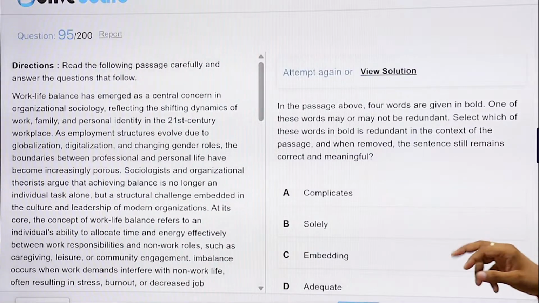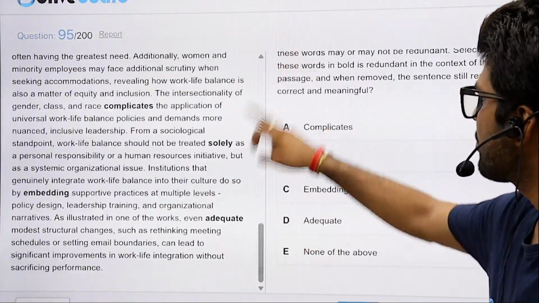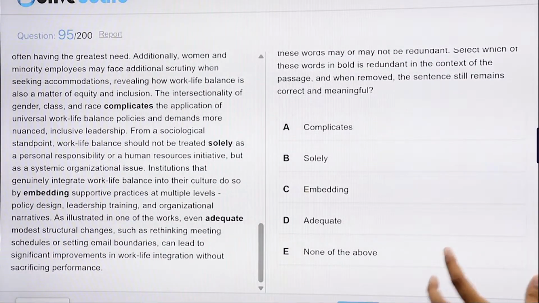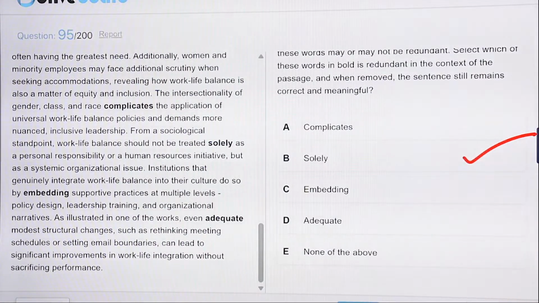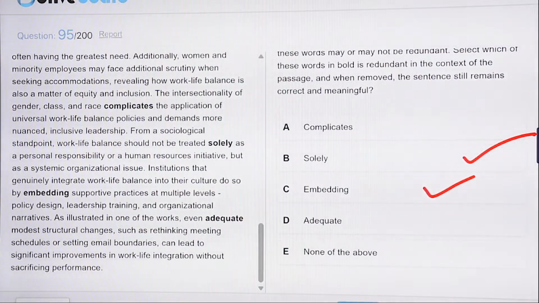This is a different, no, that's not a different RC. Which of these, the superficial one, yes, once again, when removed, the sentence remains the same. From a standpoint, balance should not be treated only as a personal, that is correct, but as a systemic issue. Institutions that integrate work-life balance into their culture do so by embedding supportive practices. You need a verb there for sure.